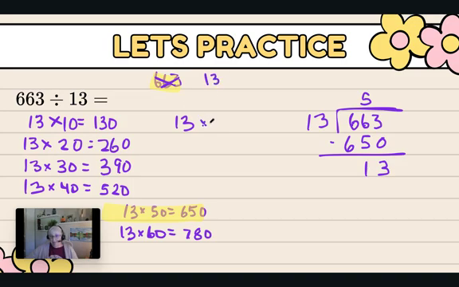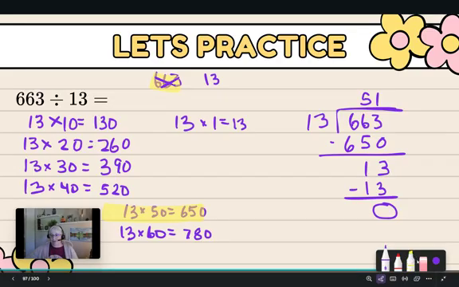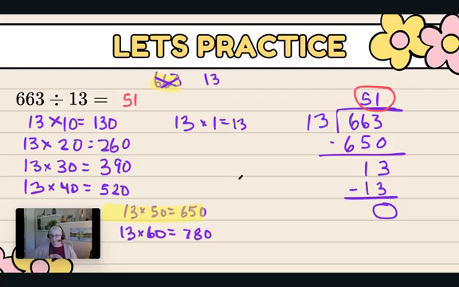I know that 13 times 1 is going to equal 13. The 1 is in the ones place, so I put the 1 above the 3 because that is the ones place for this problem. 1 times 13 is 13. We subtract, and we know 13 take away 13 is 0. So the answer to this question of 663 divided by 13 is this top number right here, 51. And there is no remainder.